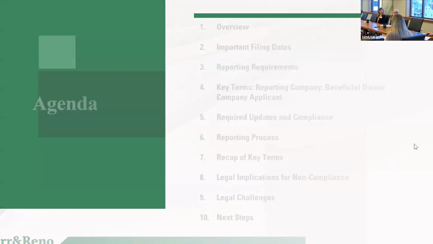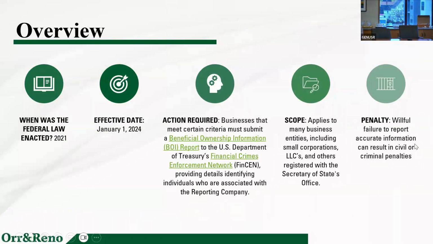So just an overview of the Act itself. It was enacted in 2021. It didn't become effective until this year. Businesses that meet certain criteria will have to file a report under this Act with the Financial Crimes Enforcement Network. It applies to many businesses, but there are also various exceptions under the Act. And willful non-compliance with the Act can result in various penalties.